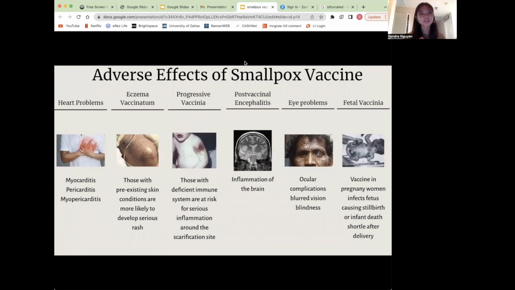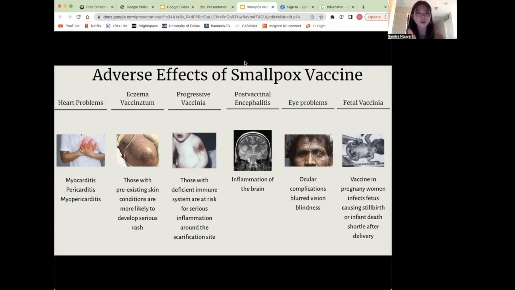So now we have some adverse effects of smallpox vaccines. This includes heart problems, and this could be myocarditis, pericarditis, myopericarditis. We also have eczema vaccinatum. Those with pre-existing skin conditions, such as eczema, are more likely to develop a very serious rash around the vaccination site. Then we have progressive vaccinia. Those with a deficient immune system are at risk for serious inflammation around that scarification site, which we can see in that poor baby photo.